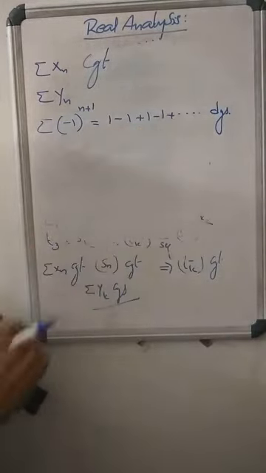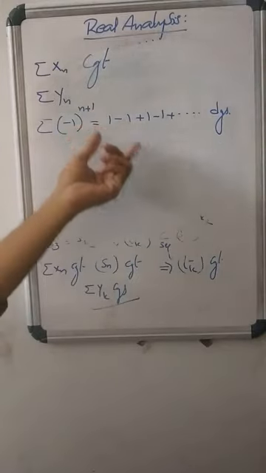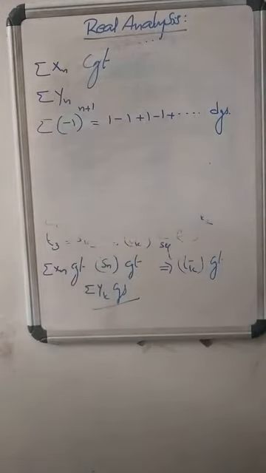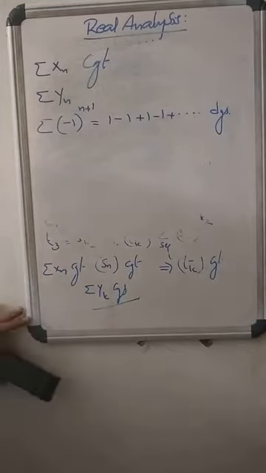Because the sequence of partial sums, 1, 0, 1, 0, etcetera, always diverges, since two of its subsequences converge to different limits. Hence it always diverges. So sigma minus 1 power n plus 1 diverges.